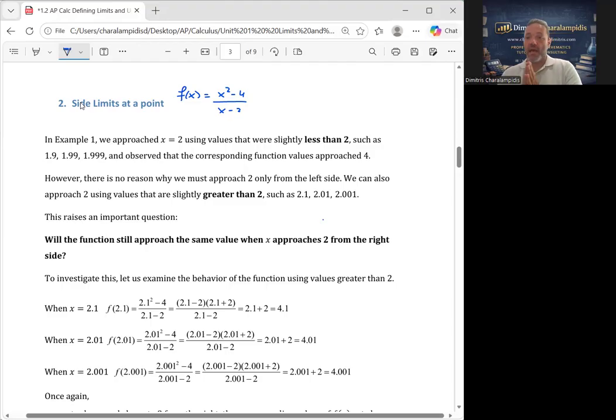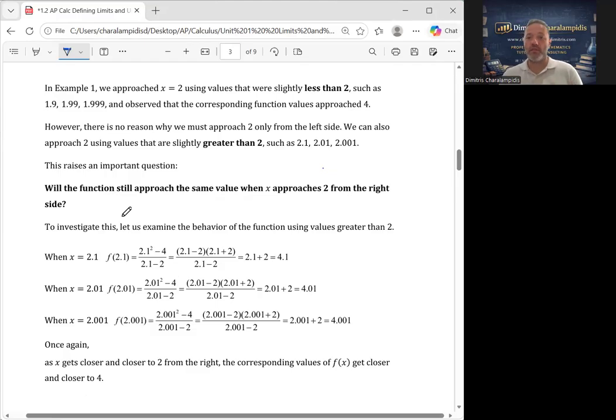We can see that at 2.1, the function value, by substituting 2.1 instead of x, will be equal to 4.1. When x is 2.01, f of 2.01 would lead to 4.01. When x is 2.001, the corresponding f value would lead to 4.001. Again, we can see that even if we approach x equals 2 from greater values, the function values approach the number 4.